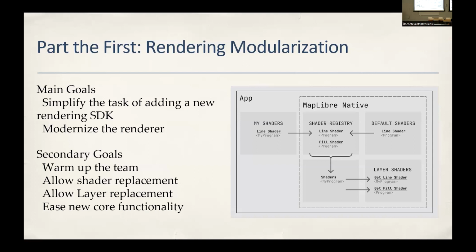So let's say, for example, you wanted to change the way that roads were drawn. Right now, that would be very, very painful. We'd like to be able to say, hey, I got a new road drawing piece of functionality. Can I just kind of put it in there? And ease of adding new core functionality.